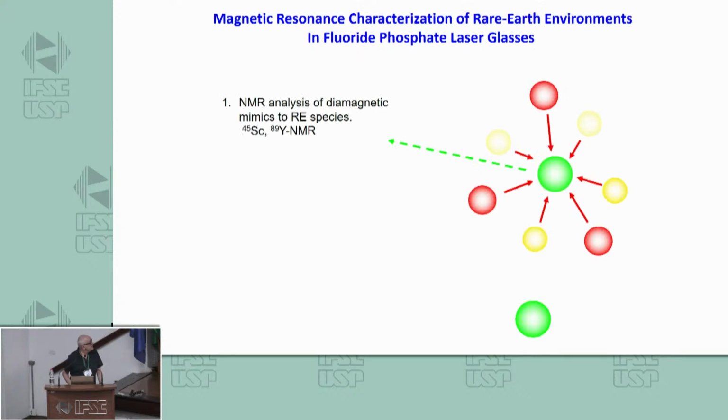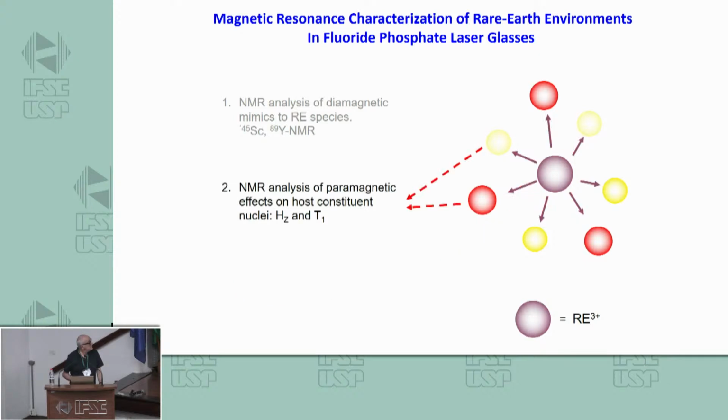And basically what we have, and I think Markus will talk a little bit more about this in his contribution, we have applied this method to characterize rare earth environments in fluorophosphate glasses. And basically there was a threefold strategy. First, we were simply interested in the question: the rare earth ions, are they interacting with phosphate or with fluoride? What is the coordination of the rare earths? One way to approach this is to simply substitute the rare earths by something diamagnetic, like scandium and yttrium, and do NMR of this.